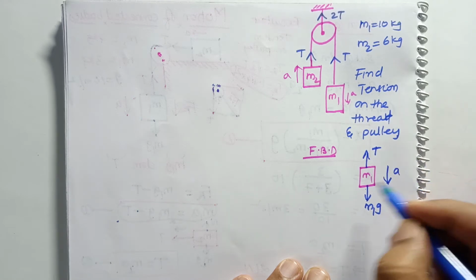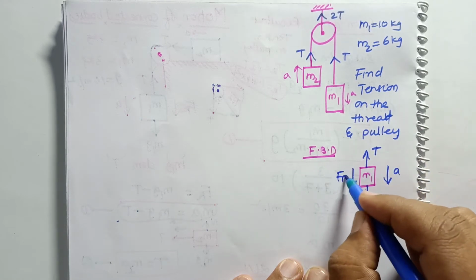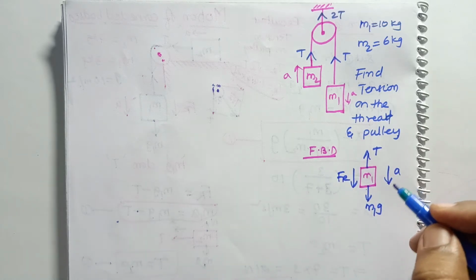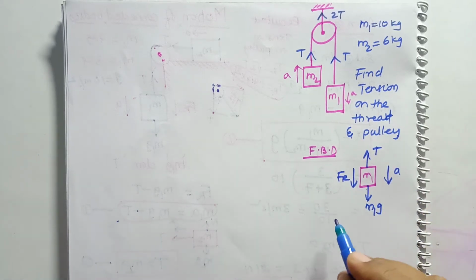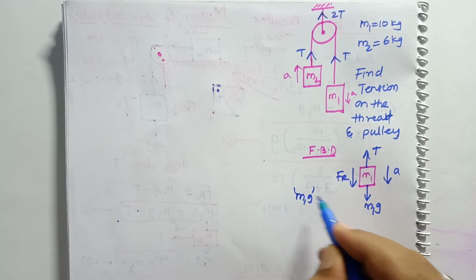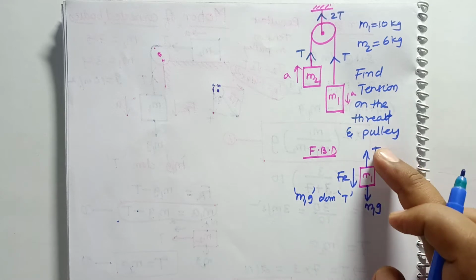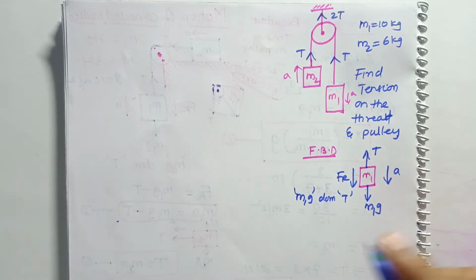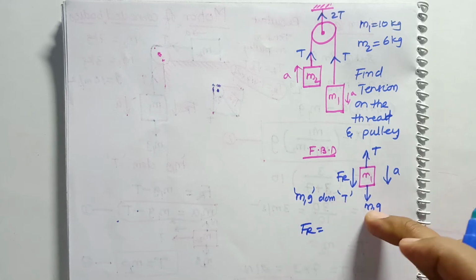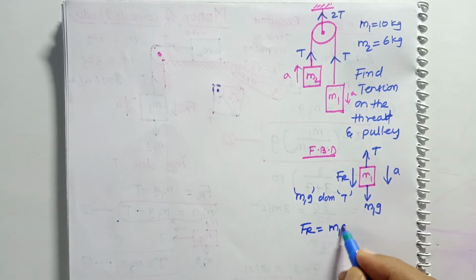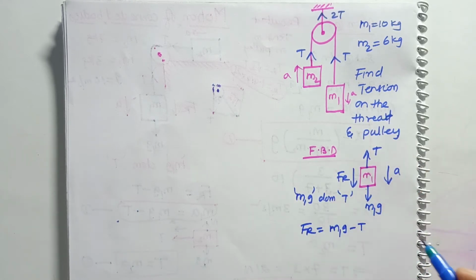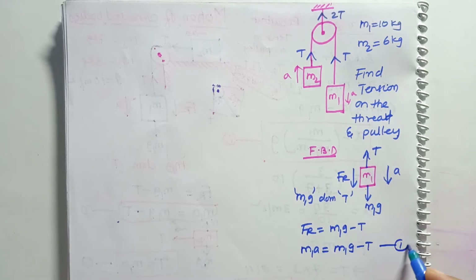As this acceleration is downwards, the resultant force is also going to be downwards only. So what is the meaning here? The meaning here is M1G is going to dominate tension T. As M1G dominates tension T, the block is moving downwards. Therefore, the resultant force is the difference of these two, that is M1G minus tension T. So what is the resultant force according to Newton's second law? It is going to be M1 into A, which is M1G minus tension T. This is going to be equation number 1.